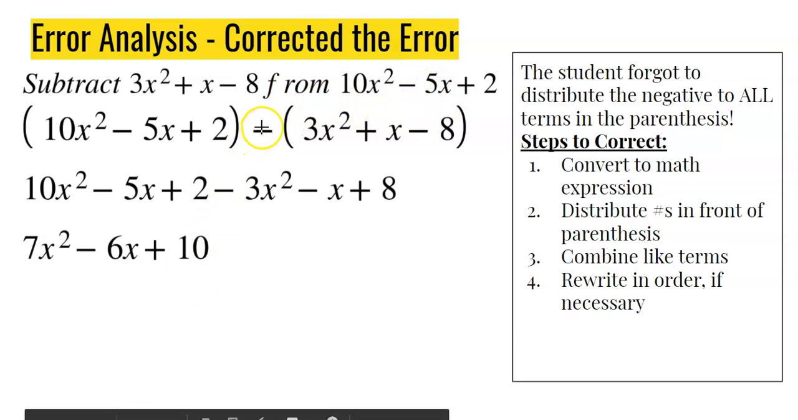So let me write here for a second. If I distribute the negative to this, it will give me the negative 3x squared. Negative times x is negative x. Negative times negative 8 is positive 8.